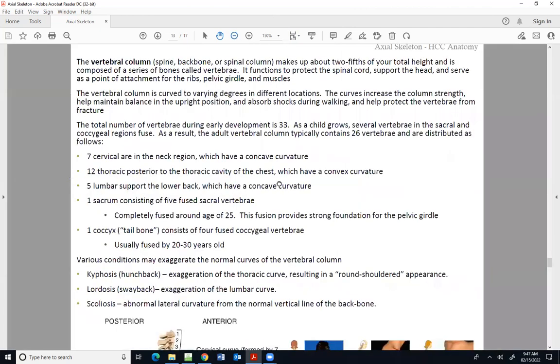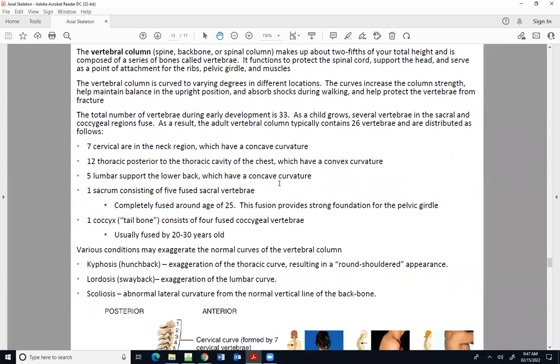All right, let's talk about the vertebral column. It also goes by spine, backbone, or spinal column. It makes up about 2/5, so that's about 40% of our total height. It's composed of a series of bones called vertebrae, and it functions to protect the spinal cord. Remember, the spinal cord is inside of it. It also supports our head and serves as a point of attachment for our ribs, pelvic girdle, and our various muscles.